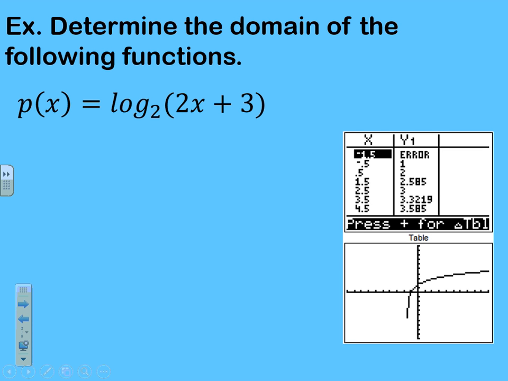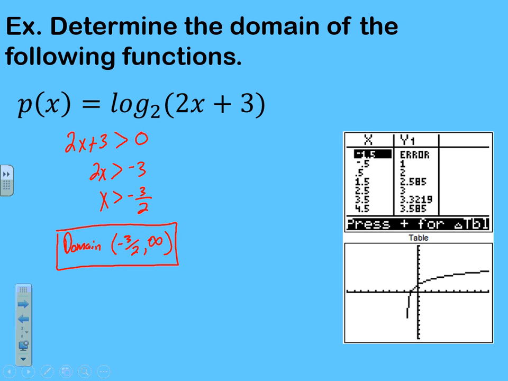Well, method number 1 says to take whatever's inside of the parentheses, the 2x plus 3, make it greater than 0 because the domain of a logarithm has to be greater than 0, and then solve for x. So I'm going to move the 3 over and get 2x is greater than negative 3, and divide both sides by 2, and x will be greater than negative 3 over 2, or about negative 1.5. So the domain of the logarithm will be from negative 3 over 2 to positive infinity. And that is essentially the answer that we're looking at.